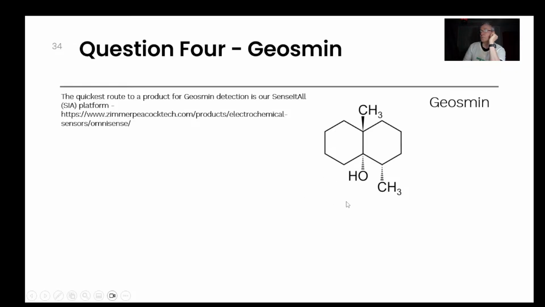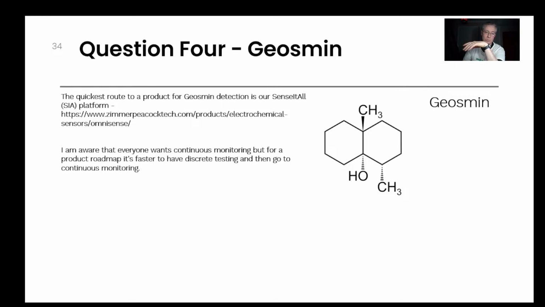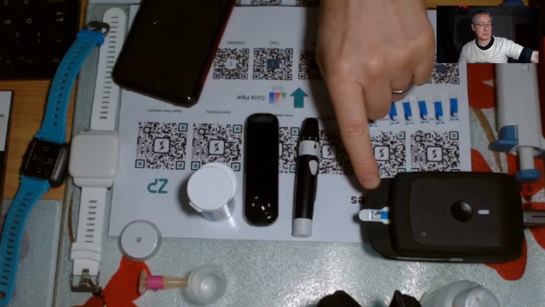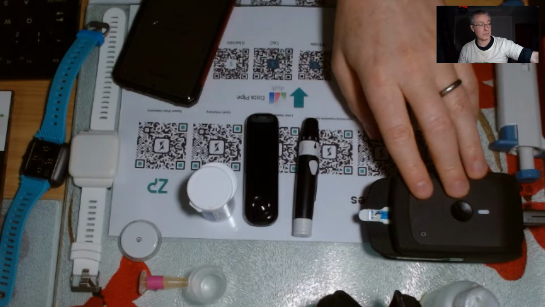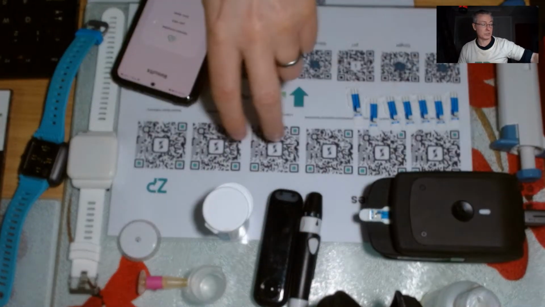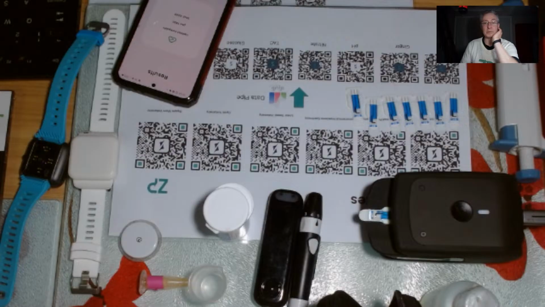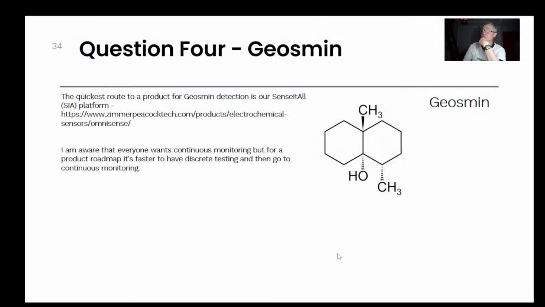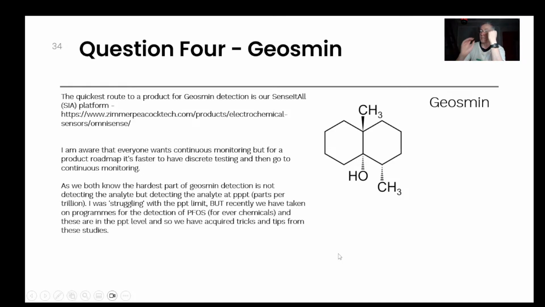If I was to work on an assay like this, of course, I would use my Sensi-All platform, because we've got the screen-printed electrodes in place, we've got the instrument itself in place, and we've got a very elegant app system in place with QR codes and the cloud system. So that would be my, obviously biased, go-to-market strategy if I was doing a Geosmin assay. But the thing about Geosmin is it's a part per trillion molecule. Part per trillion is really a hard thing to do.